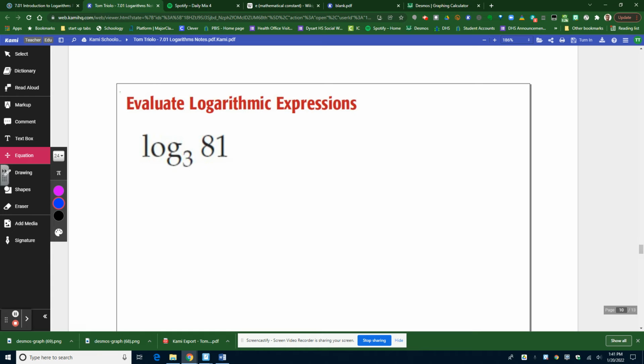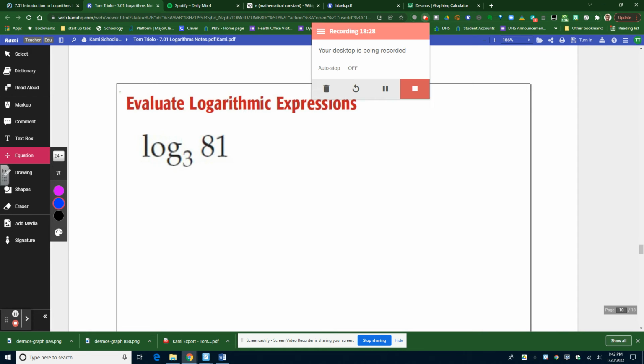3 to what power is 81? Don't say it out loud. Okay, so figure out what 3 to the power is. Where can I find that? On my card. So take your card out and find 81, but find it next to the 3, not the 9, because our base is not 9, it's base 3.